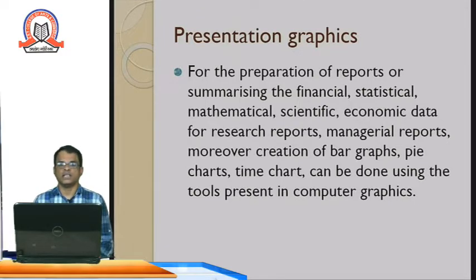Then there is presentation graphics. For the preparation of reports or summarizing the financial, statistical, mathematical, scientific, economic data, for research reports, managerial reports, moreover creation of bar graphs, pie charts, time charts can be done using the tools present in computer graphics. See here it is mentioned about presentation graphics. So what is a presentation graphic?